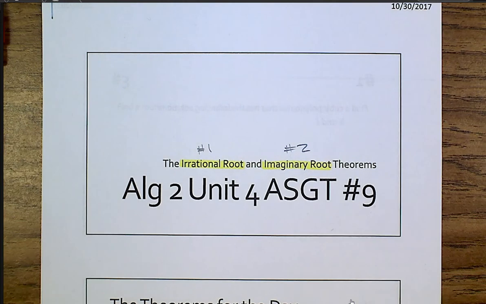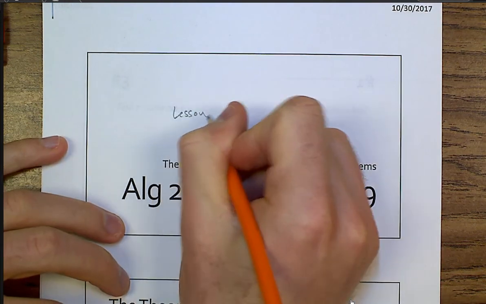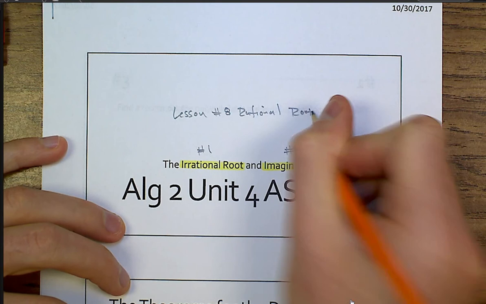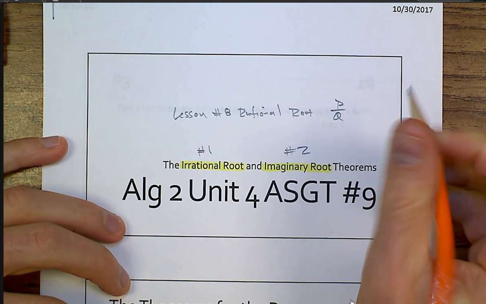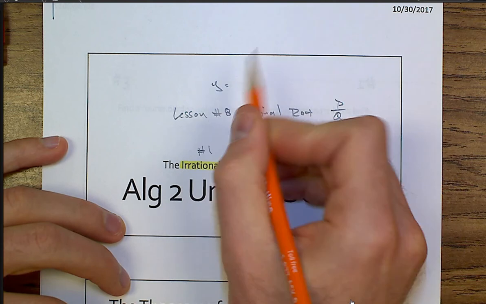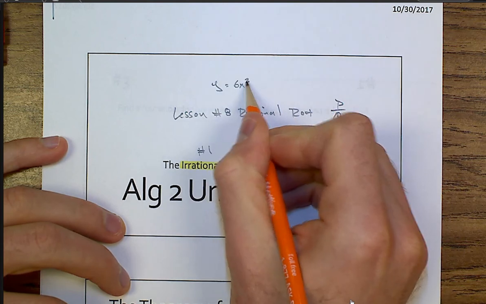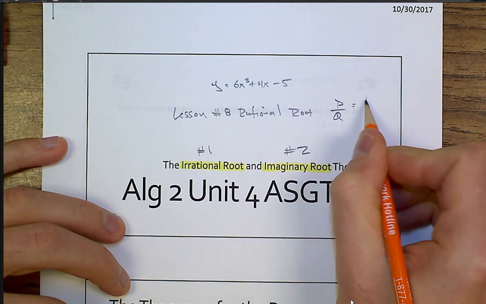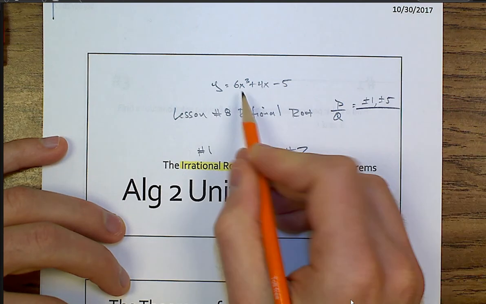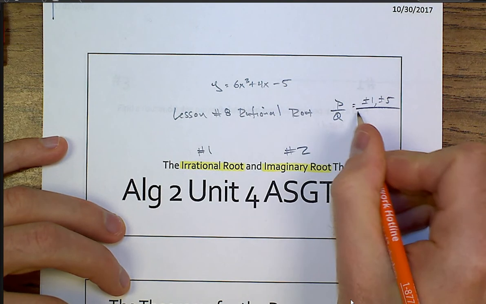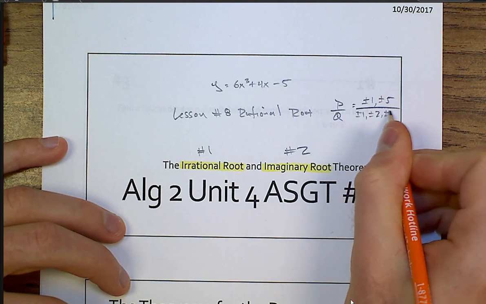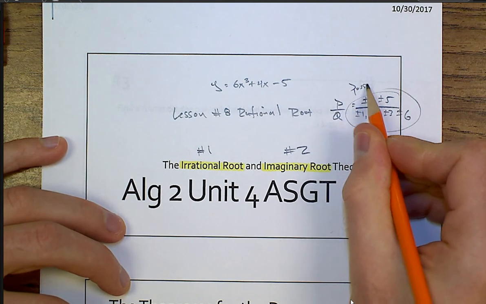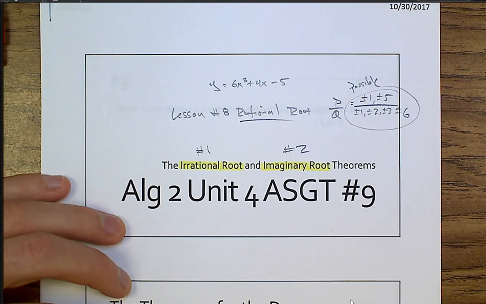In Lesson 8, just for review purposes, we talked about the rational root theorem. If you remember, like P over Q, we listed all the factors. So if I had something like y equals 6x to the third plus 4x minus 5, we would take all the factors of 5, which would be plus or minus 1 and plus or minus 5, and we put it over all the factors of the leading term, which is 6. It would be plus or minus 1, plus or minus 2, plus or minus 3, and plus or minus 6. And those were all of our possible rational roots.